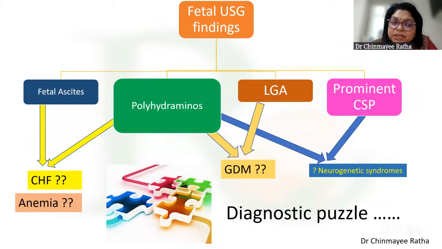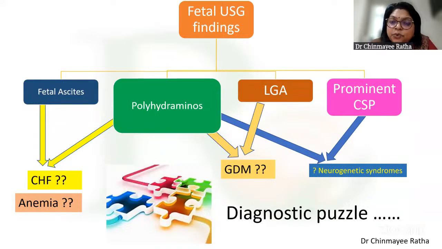But with the current picture, with fetal ascites and polyhydramnios, with a large for dates baby, because when you have ascites, you will have a large abdominal circumference. We also noticed a slightly prominent cavum septum pellucidum, and the different combinations were leading to different pathways: congenital heart failure, congestive heart failure, anemia, gestational diabetes, neurogenetic syndrome. So everything was falling into a kind of diagnostic puzzle.